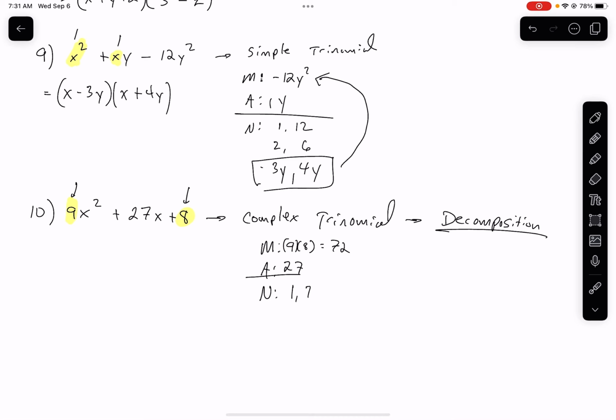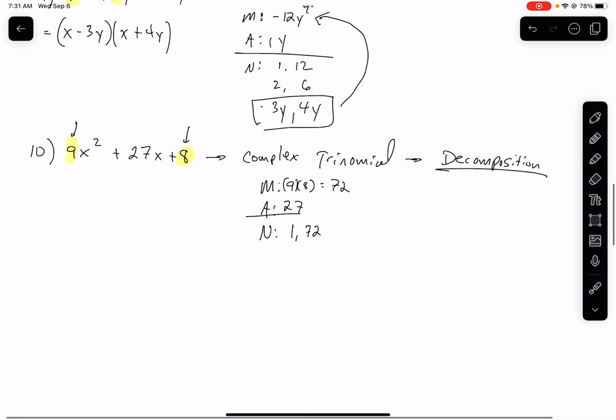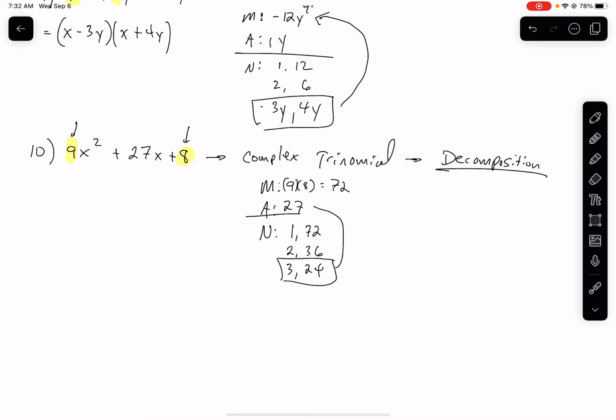Okay, and the best strategy I found for this, at least for me, was running through the conditions. So 1 and 72 is obviously never going to add to 27, so we skip it. 2 and 36, okay, also multiplies to 72, but it's not going to satisfy our addition condition. So we go to 3 times 24 gives us 72, and it also adds to 27, which is what we're looking for. So those are our two factors that satisfy these conditions. Now that's us kind of found the conditions under which we can use the decomposition process now.